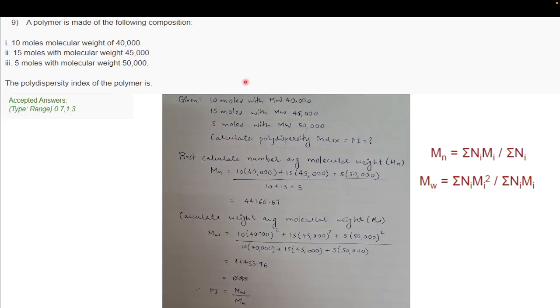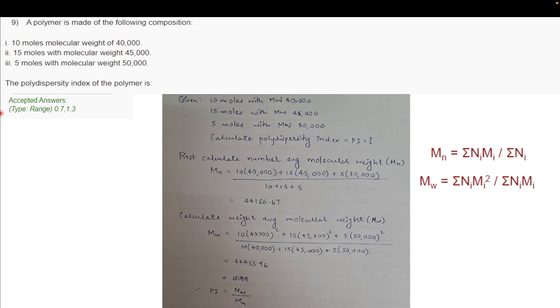What you do is you first calculate the Mn, which is nothing but you multiply your number of moles with the molecular weight, divided by your total number of moles. Then you put these values again in the formula for the weight average molecular weight, which is your MW, given here. You calculate these two values, and then you take a ratio of these two. Your MW will always be in the numerator, it's always MW by Mn, and then you get this polydispersity index.